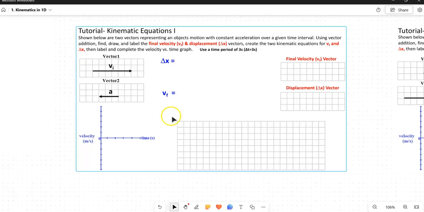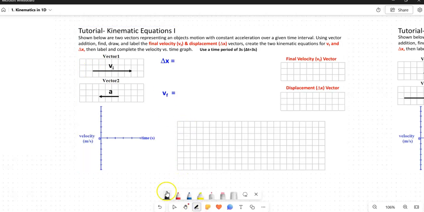Here we're given a velocity vector, which is pointed to the right. It looks like 6, so this is going to be positive 6. Each block represents a meter, so this is positive 6 meters per second. And this acceleration vector, which is pointing to the left, represents negative 2 meters per second change in velocity over the period of 1 second.